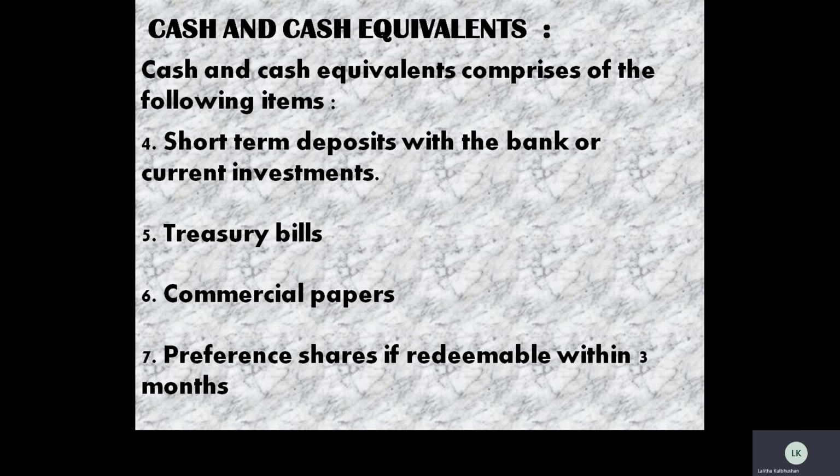The next are treasury bills, commercial paper, and preference shares if they are redeemable within a time span of 3 months. So these are the instruments which we take as cash and cash equivalents. The details of treasury bills and commercial paper you will study later, so I'm not discussing them right now. But as far as this chapter is concerned, you should know which items are included under cash and cash equivalents.